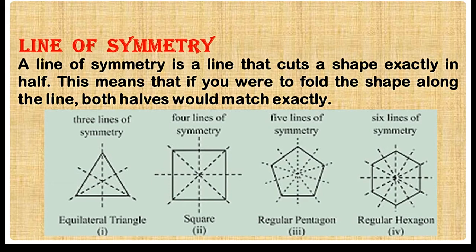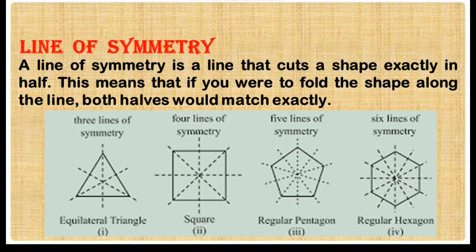What is regular? What do you mean by regular? Regular pentagon, regular hexagon. It means if a figure has all sides equal, then it is called a regular shape. An equilateral triangle has 3 sides of equal length, so it has 3 lines of symmetry.